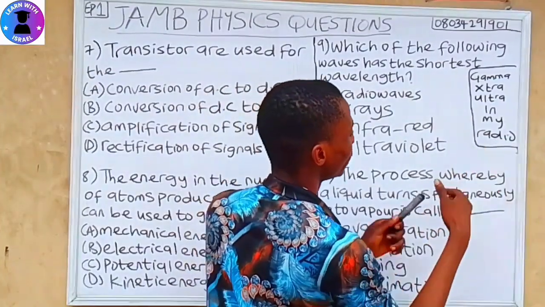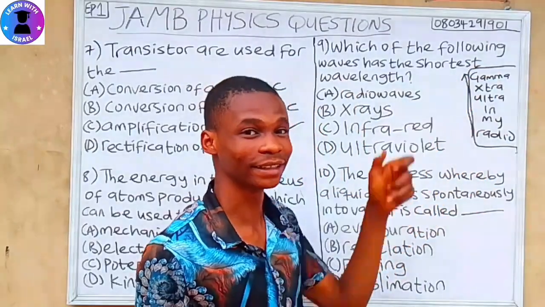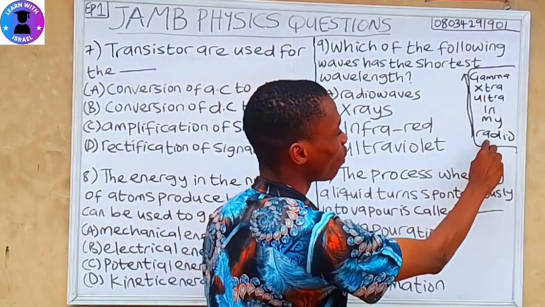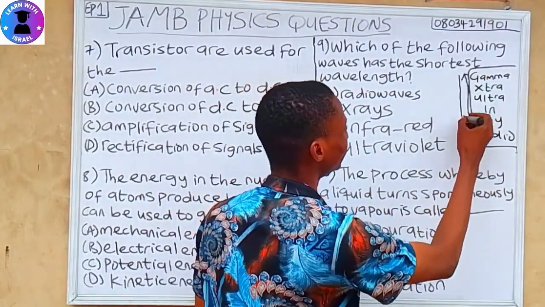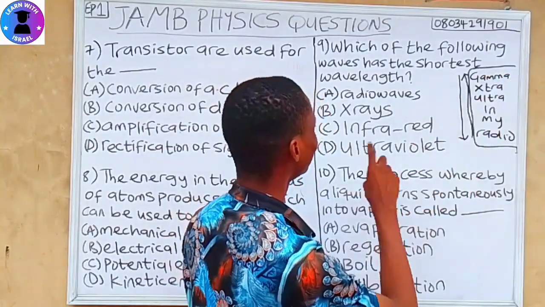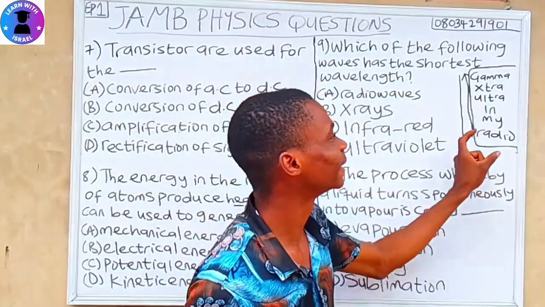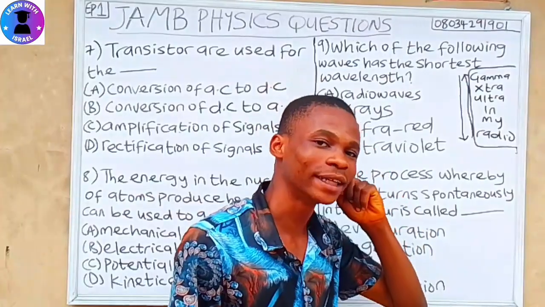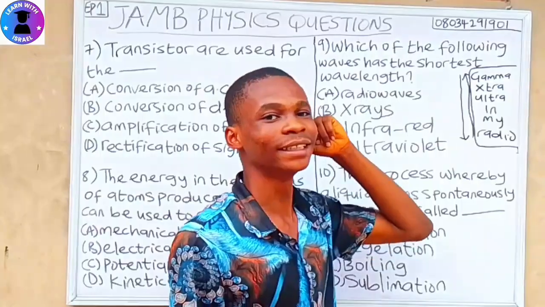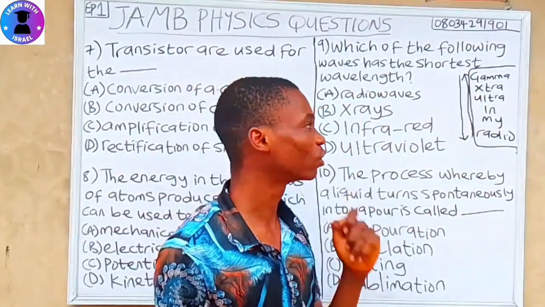So from here, if it goes up like this, it represents how the frequency increases, because gamma ray has the highest frequency while radio wave has the lowest frequency. But if it's going down like this, gamma ray has the lowest wavelength while radio wave has the highest wavelength. If it's going up, it increases the frequency, and if it's going down, it increases the wavelength.